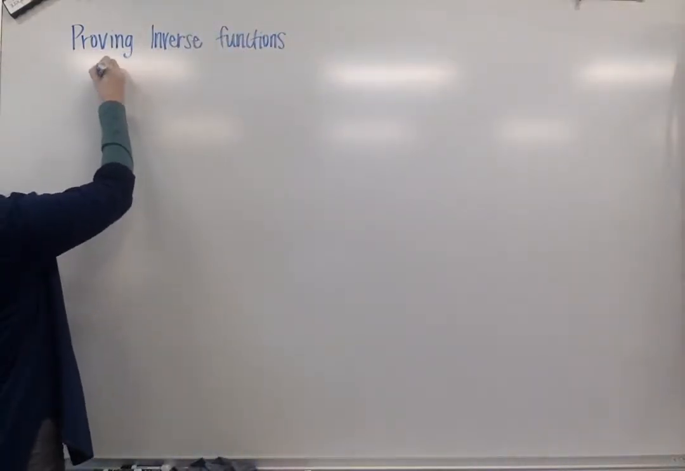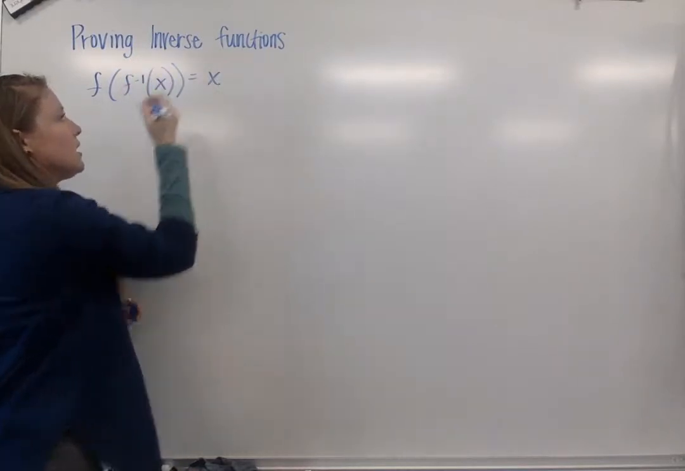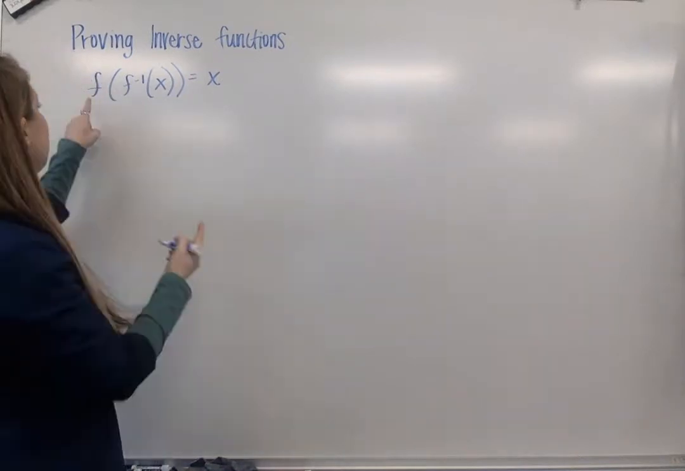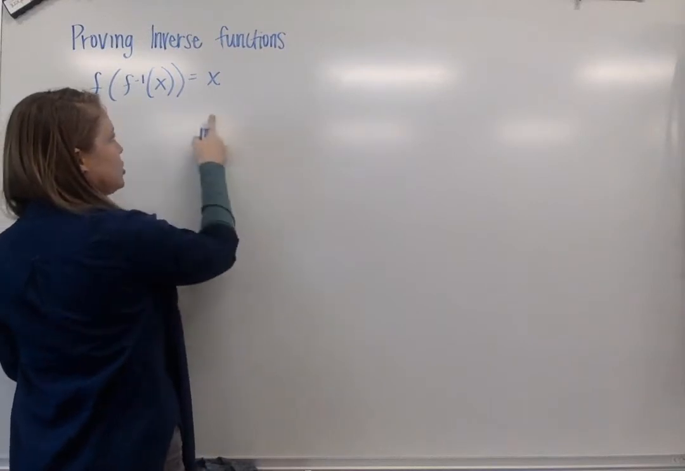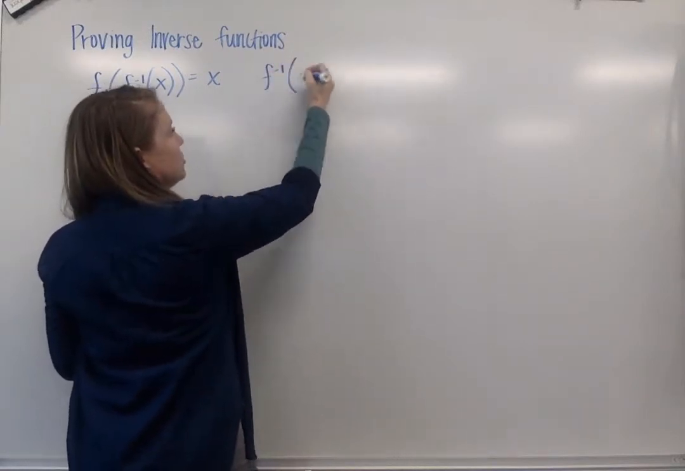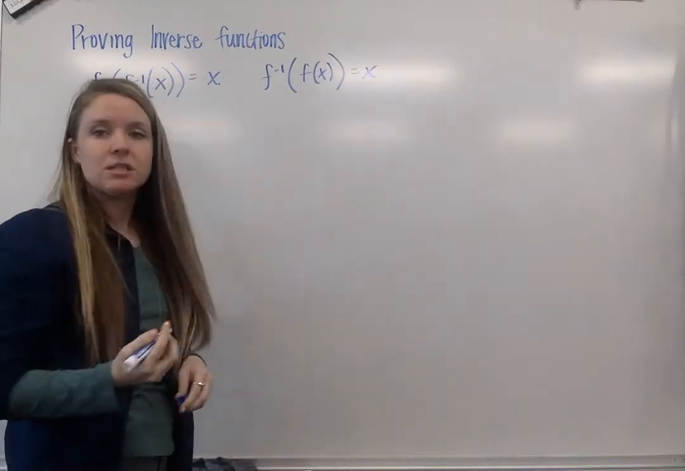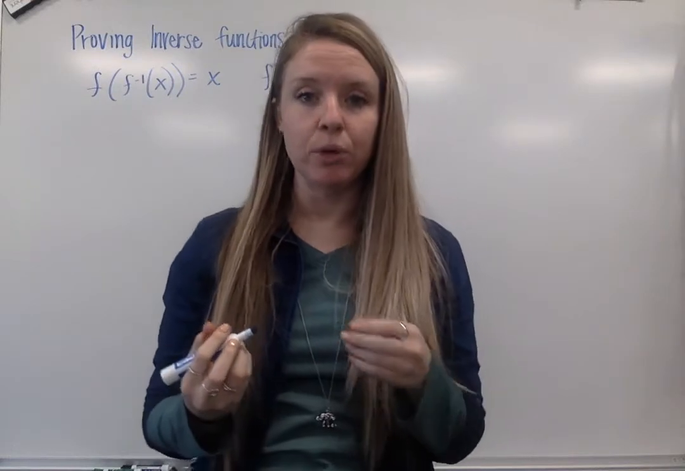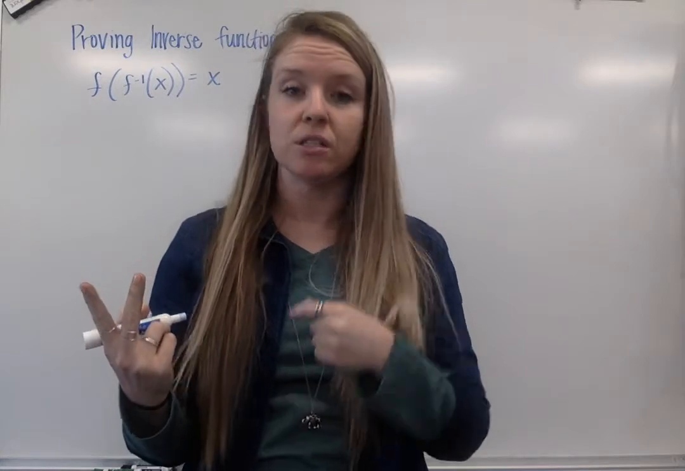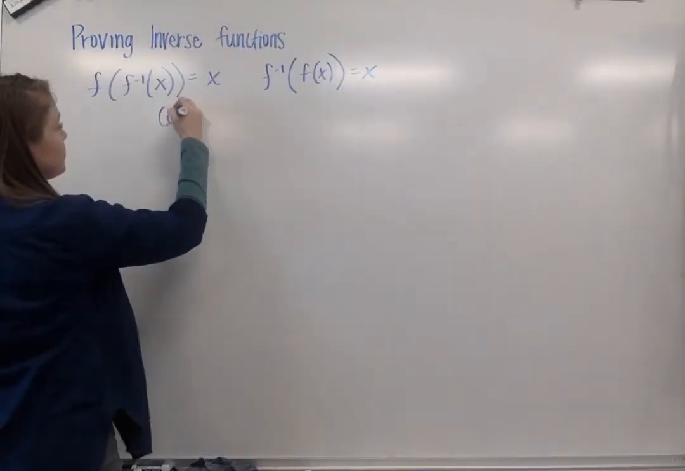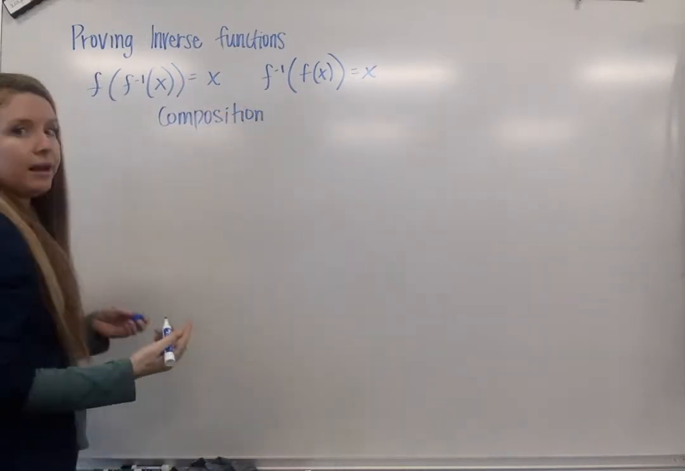If we were to take our function and plug the inverse into the function, it should take me back to x. Remember, my function and my inverse cancel out. But if this relationship is true, then the opposite is true. If I were to plug in my function into my inverse, that also has to take me back to my original x. That's how we're going to prove that two functions are inverses of each other. This is called composition. We're plugging one function into another.